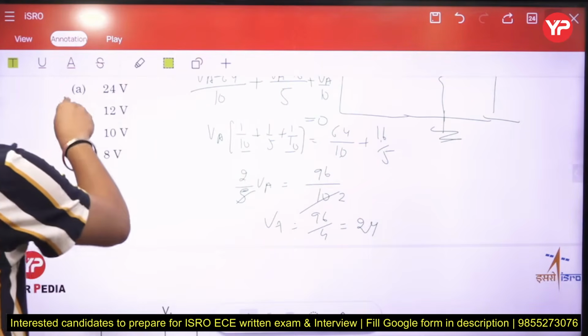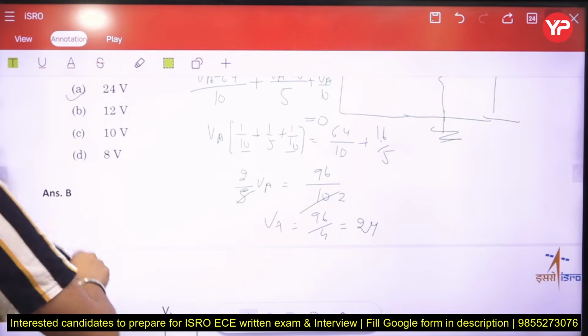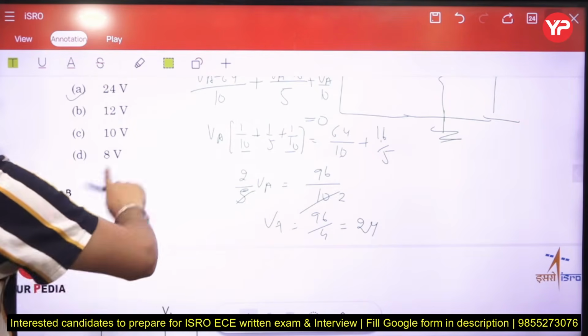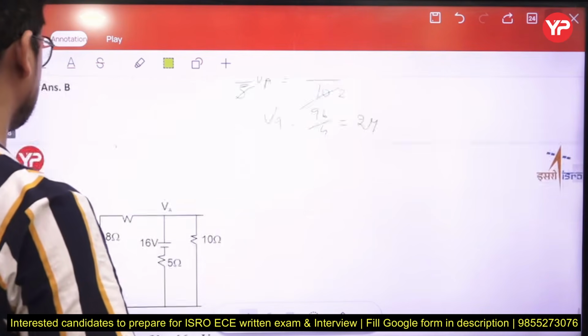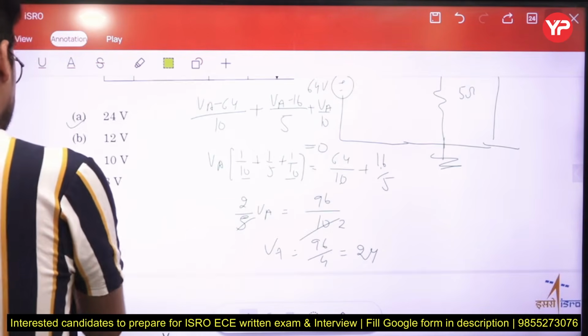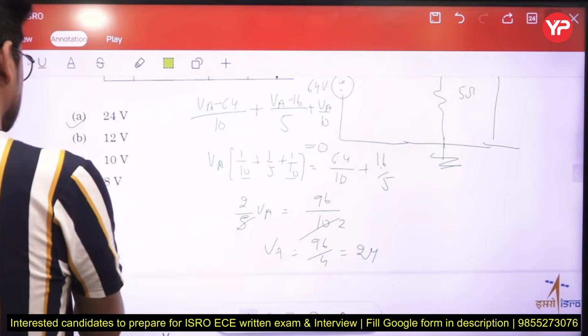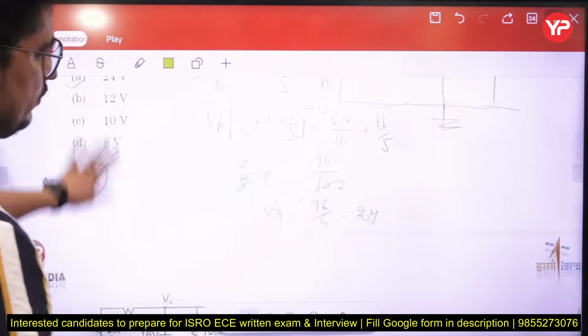Answer will be 24. That should be 24, 96 by 4 is 24. VA answer is 24, right? Correct. Answer is A, not B. Answer will be A, 24.